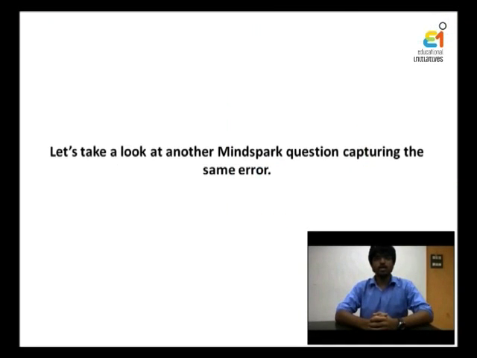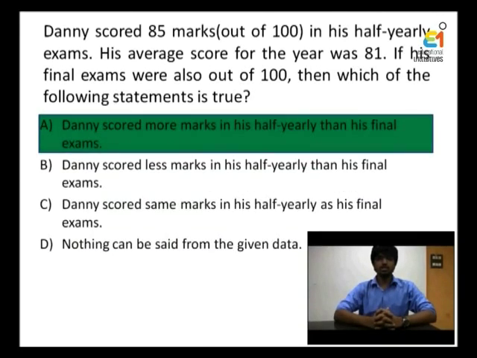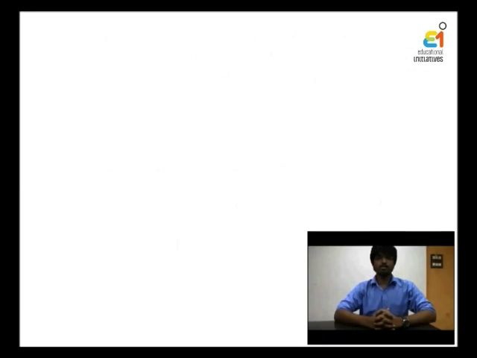Let us take a look at another Mindspark question capturing the same error. The question is, Danny scored 85 marks out of 100 in his half-yearly examinations. His average score for the year was 81. If his final exams were also out of 100, then which of the following statements is true? Clearly, the correct answer to this question is option A. Let us see the procedure for correct answer.